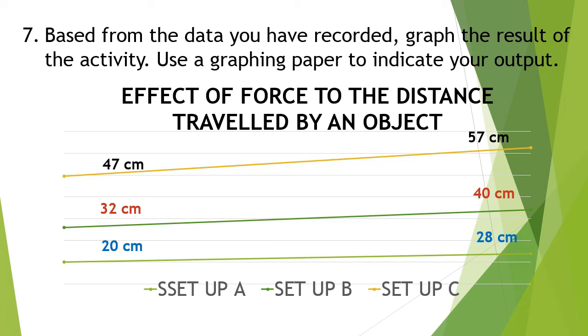Okay, for example, in setup A, in trial 1, we have 20 centimeters distance traveled by the car, and then 28 in the second trial. In the second setup, we have 32 centimeters in the first trial, and then 40 centimeters for the second trial. And on the third setup, we have 47 centimeters for the first trial, and then 57 centimeters for the second trial.